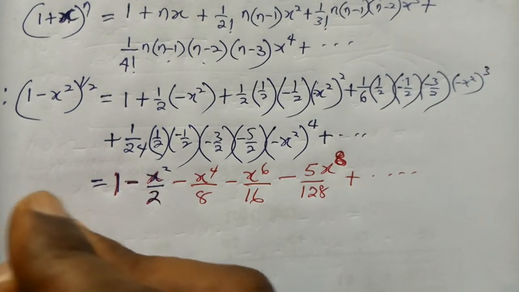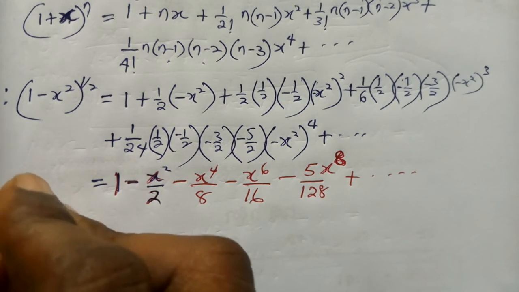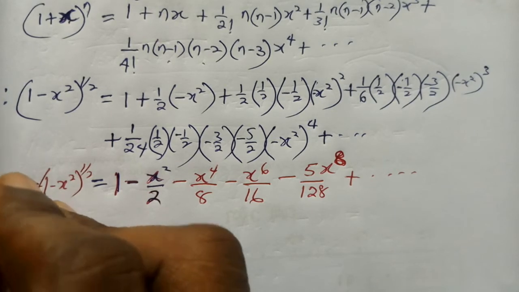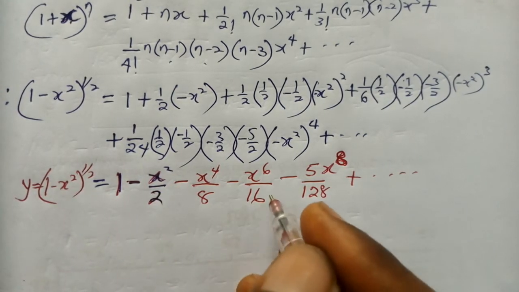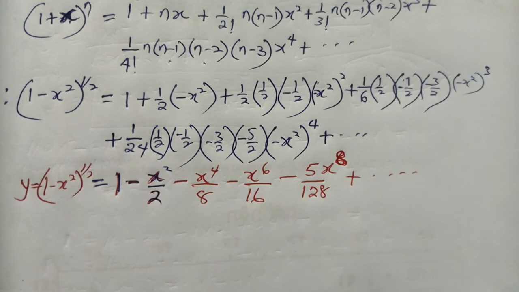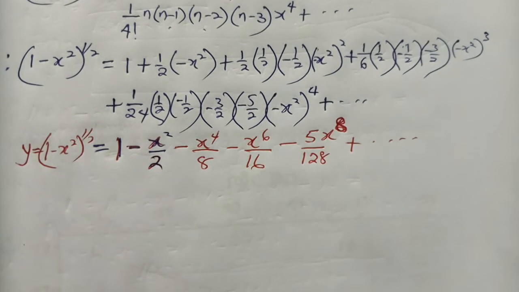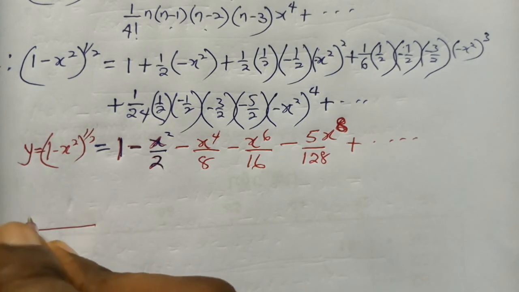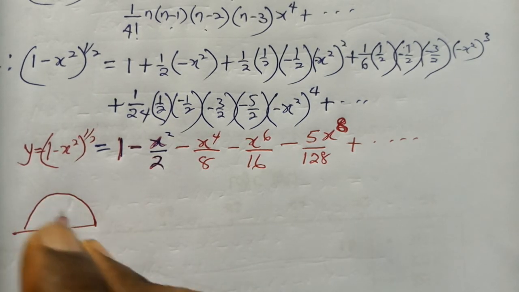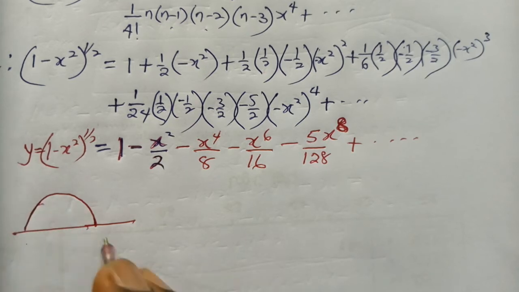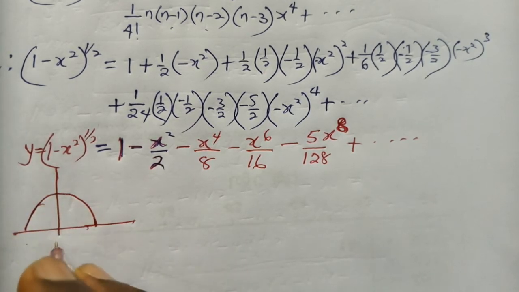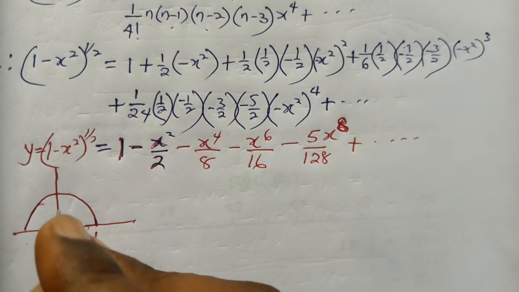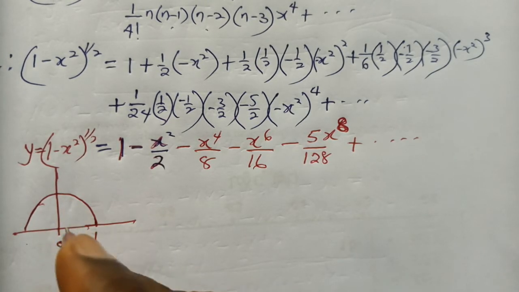So we find that our y, which is equal to the square root of 1 minus x squared, if we open it up binomially, we'll have this. So what this now means is that, for instance, if we have a semicircle from 0 to 1, and we want to calculate the area under this curve.